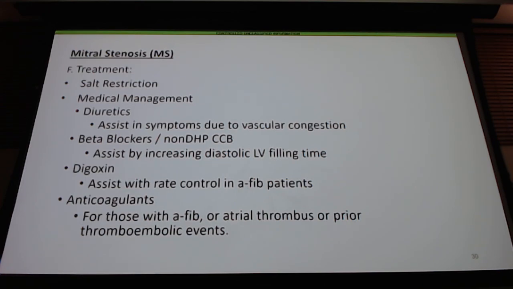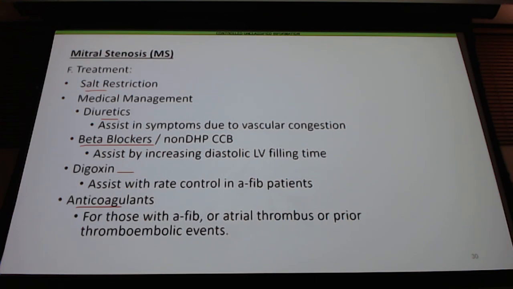How do you treat it? Well, we got that volume overload issue going on, so let's limit that volume overload by doing things like salt restriction and diuretics to help with that. And then we can do beta blockers or the non-dihydropyridine calcium channel blockers. By slowing the heart rate down, we're going to increase that diastolic filling time, so hopefully we can get a little more volume in the left ventricle before systole starts. And then if they have issues with rate control, like in AFib, then digoxin.